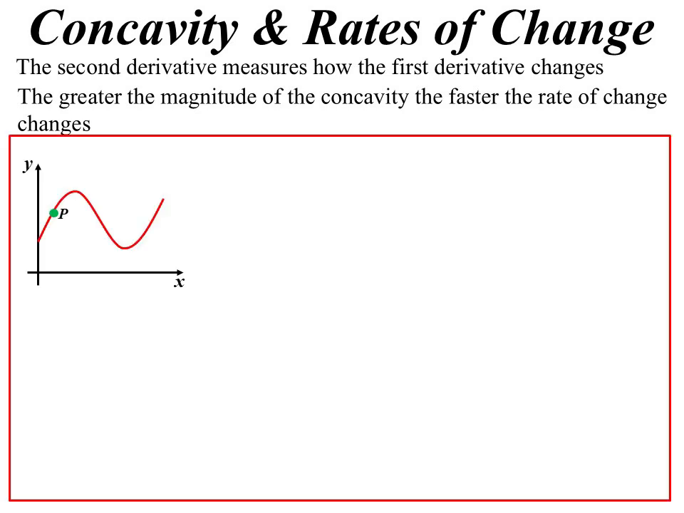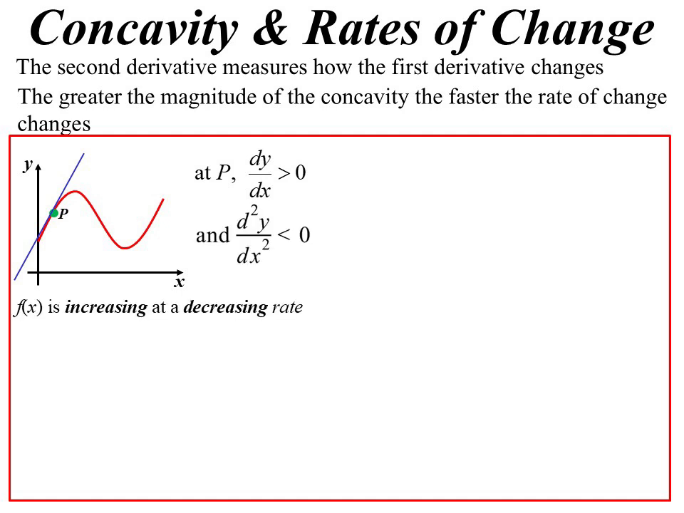There's a curve, there's the point P. So what's happening at that point P? We know that the derivative is positive because the slope's positive. We also know the concavity is negative. So that would be increasing at a decreasing rate. So it's increasing because velocity is positive, but at a decreasing rate because they're in opposite directions. So it must be slowing down.